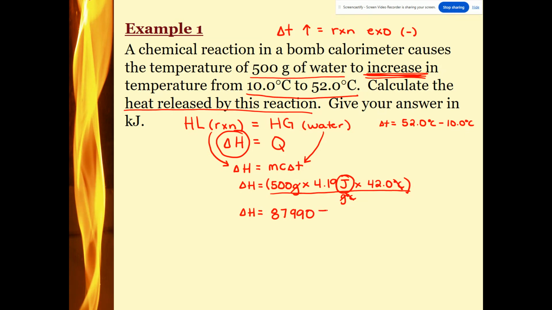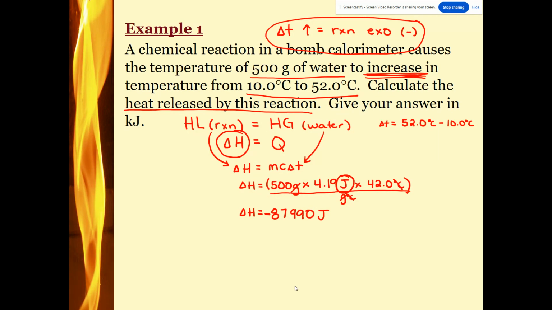87990 joules is my answer. Now this is not finished. Remember, we said that the reaction is exothermic. The reaction is losing energy. So I need to put a negative in front of my enthalpy change. Okay? You're not going to get a negative answer in your calculation.